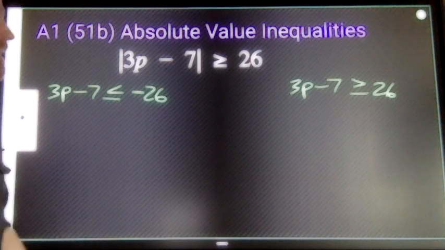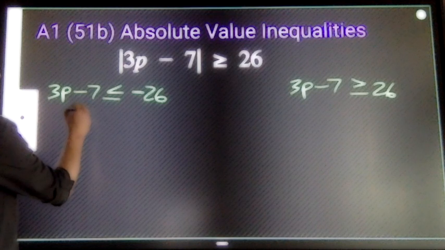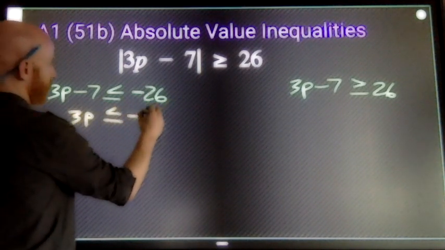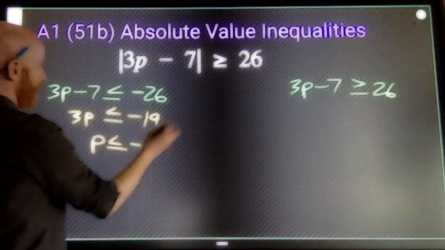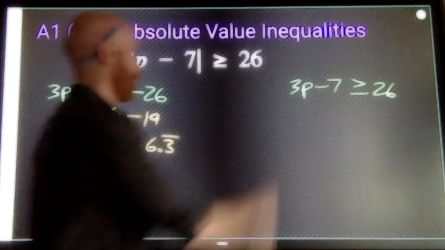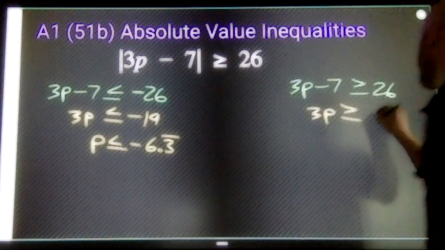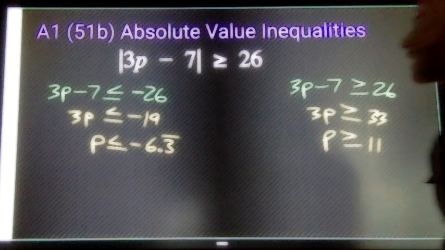You don't necessarily need to watch all the way through this. Just know that add 7 to both sides, we get negative 19 here. Divide by 3 on both sides, we get negative 6.3 repeating. Add 7 to both sides here, we get 33. Divide by 3, we get p is bigger than or equal to 11.